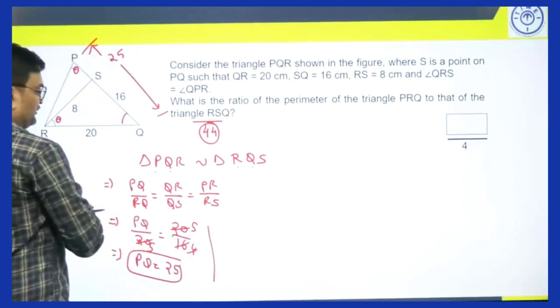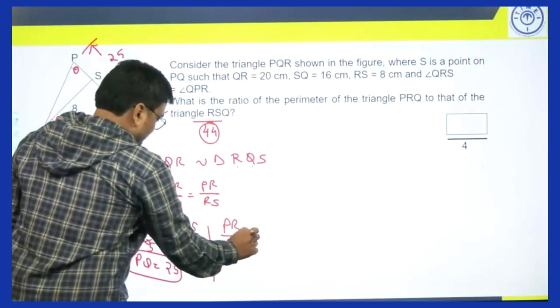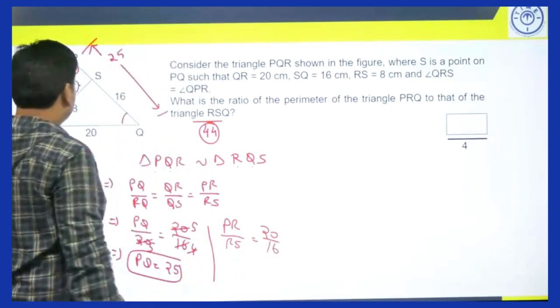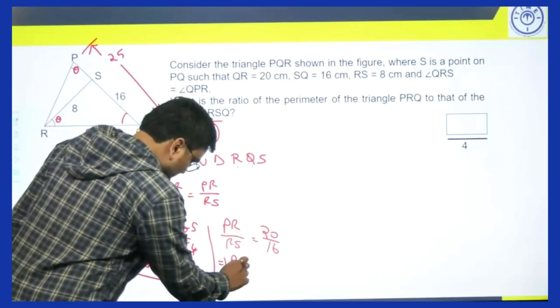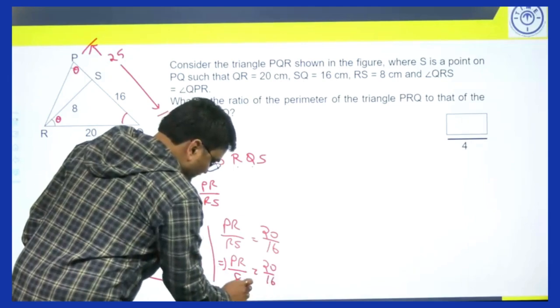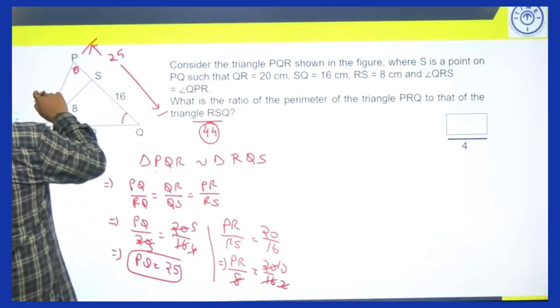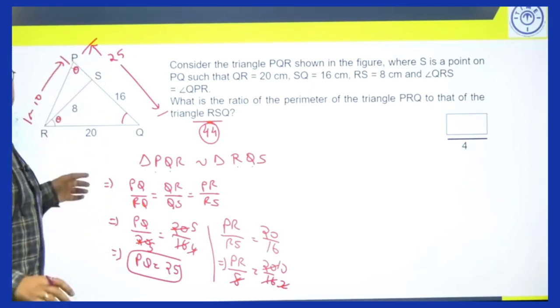We want PR also. So for that I will use PR by RS will be equal to QR by QS, which is 20 by 16. And how much is RS? RS is 8. PR by 8 will be equal to 20 by 16. So 8 goes 2 times in 16, PR will be 10. So this is 10. Now once you get this, what is the perimeter of the larger triangle?